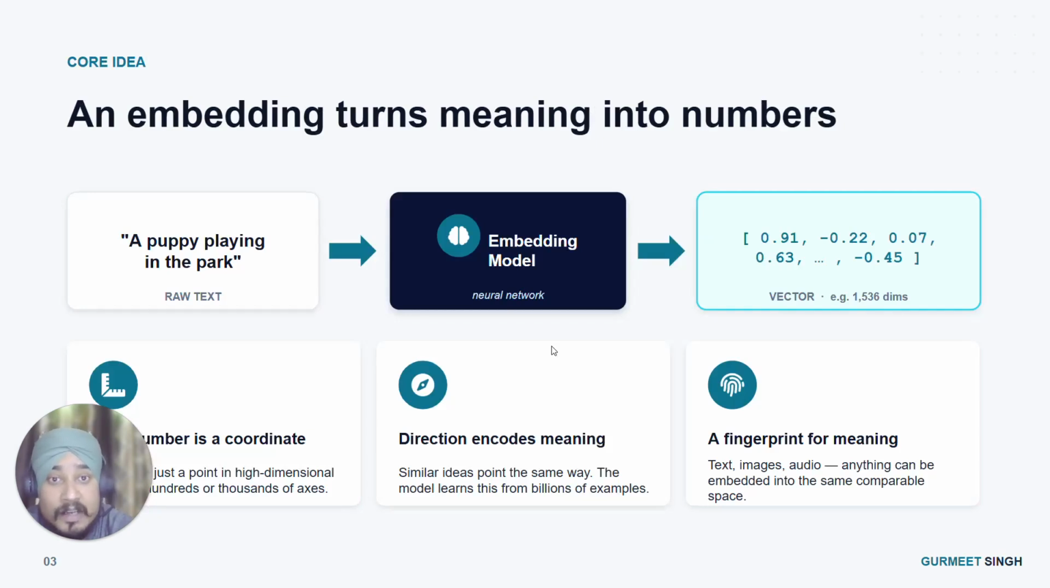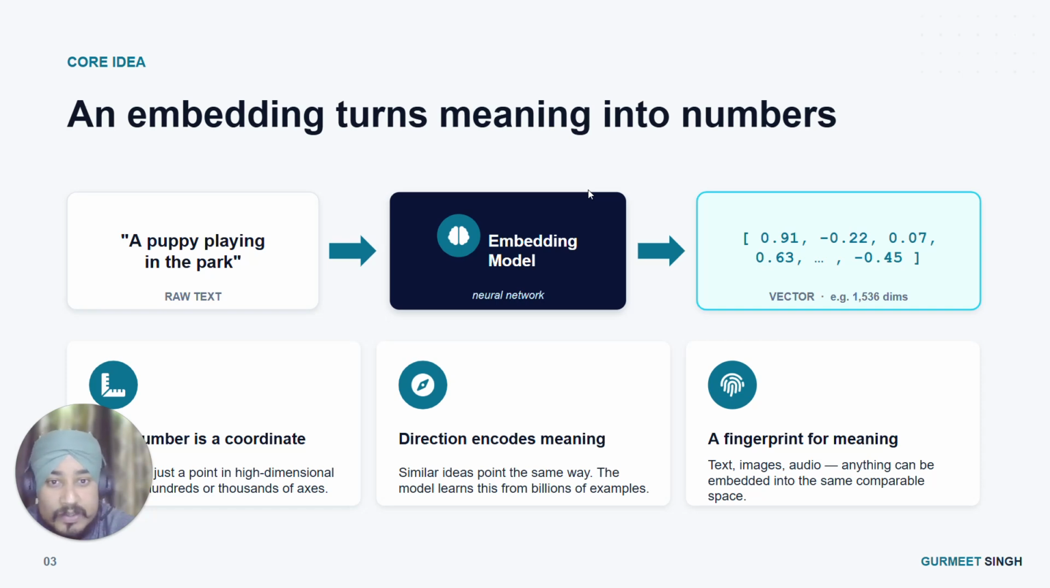The answer is a concept called embedding. And this is the core idea of the entire video. So let's slow down here. An embedding turns meaning into numbers. Here's the flow. You take a piece of raw text, let's say the phrase a puppy playing in the park. You feed it through an embedding model, which is just a neural network trained on an enormous amount of data. And out the other side, you get a vector, a long list of numbers, often hundreds, sometimes over 1,000 of them. A common size is 1536 dimensions.